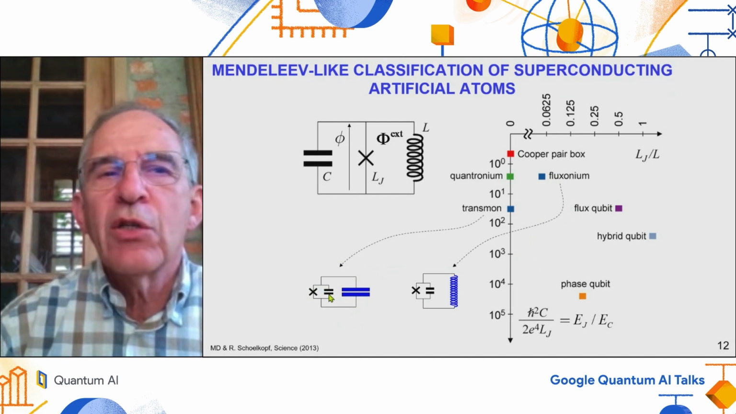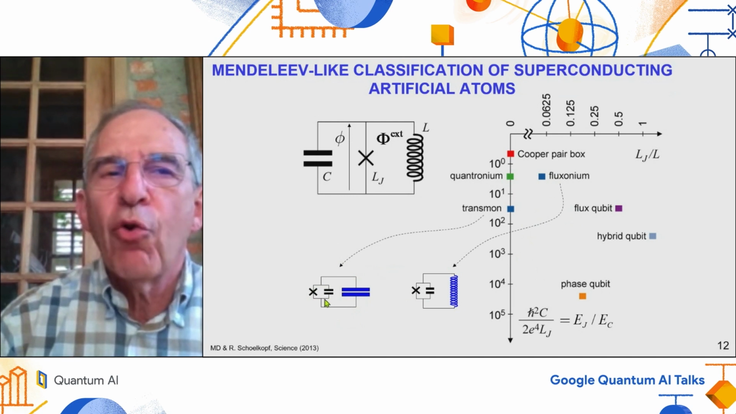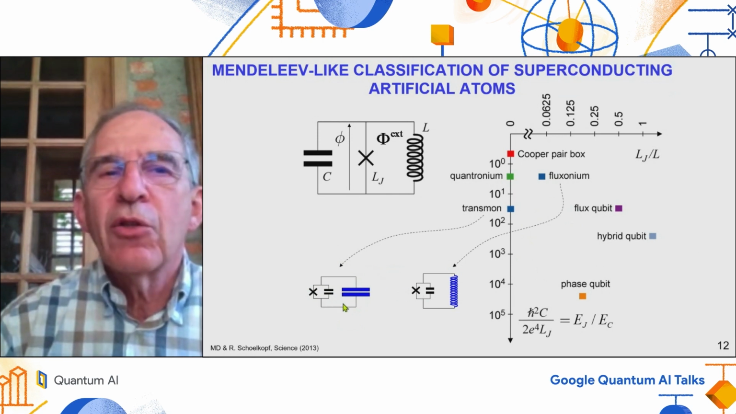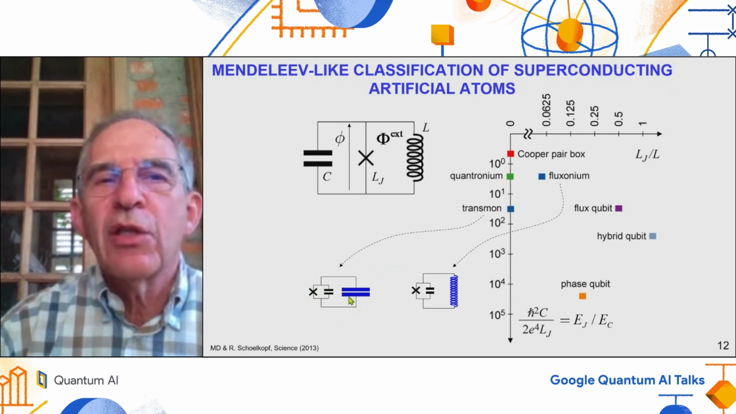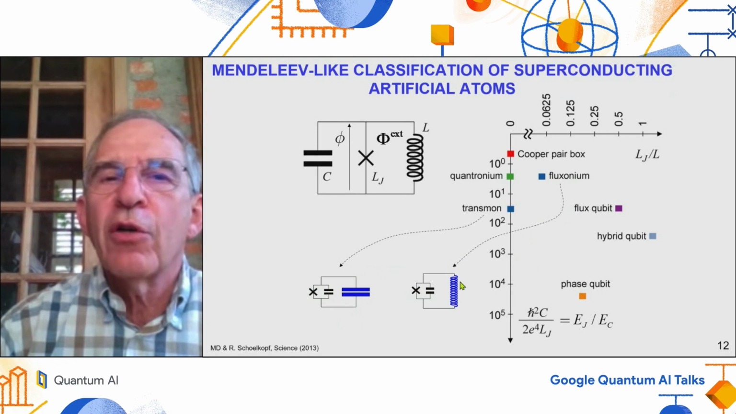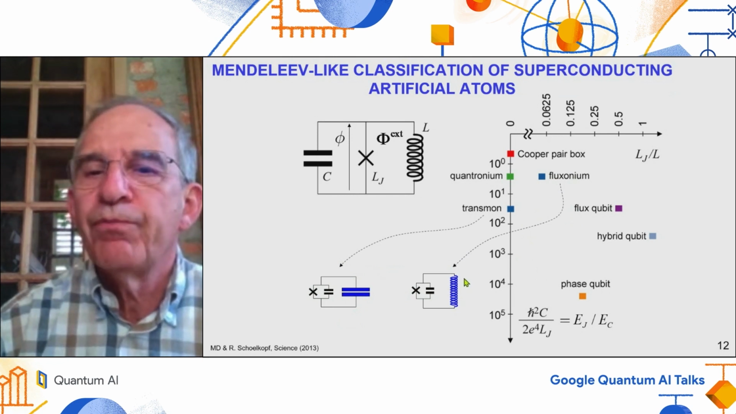You can view these two atoms in a very simple way. They consist of a small, rather low-area Josephson junction, which is pretty much the same in both cases. But in the case of the Transmon, it is shunted by a large capacitance, whereas in the case of the fluxonium, this small junction is shunted by a large inductance.